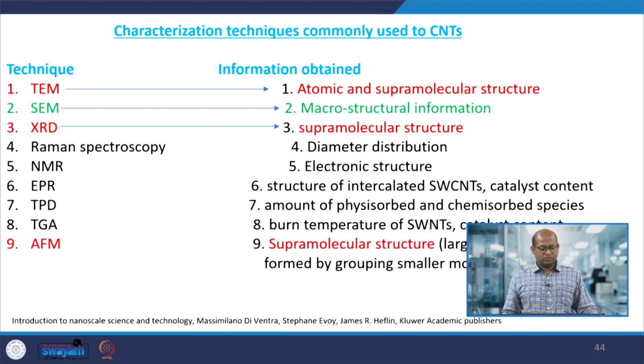Okay. So, these are the different characterizations which we can use to characterize the carbon nanotubes or carbon nanomaterials we are synthesizing. TEM, SEM, XRD, Raman spectroscopy, NMR we can use, or AFM, TGA, and TPD, TPR. Many methods are available. For a particular specific characterization we get specific information, and using that we can analyze the particular type of carbon nanotubes or carbon nanotube formation.